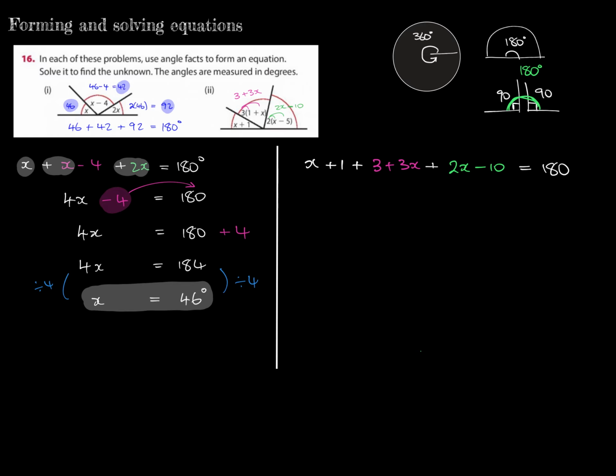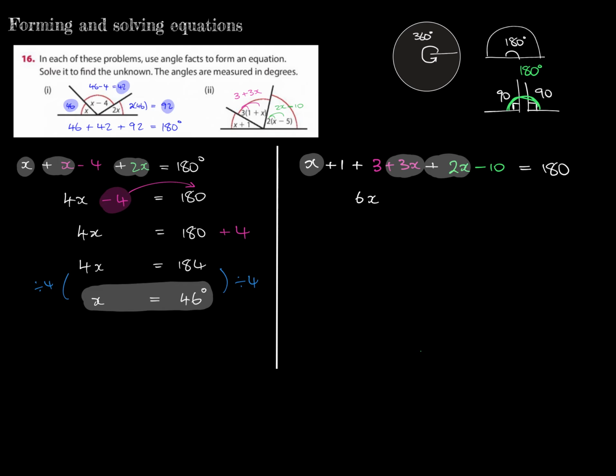Now we need to collect the like terms and solve the equation. To collect the like terms, we'll start off with the x's. We'll be adding x, we'll be adding 3x, we'll be adding 2x, and that will be all of our x's together. So x plus 3x is 4x, 4x plus 2x is 6x. So we've got 6 x's.